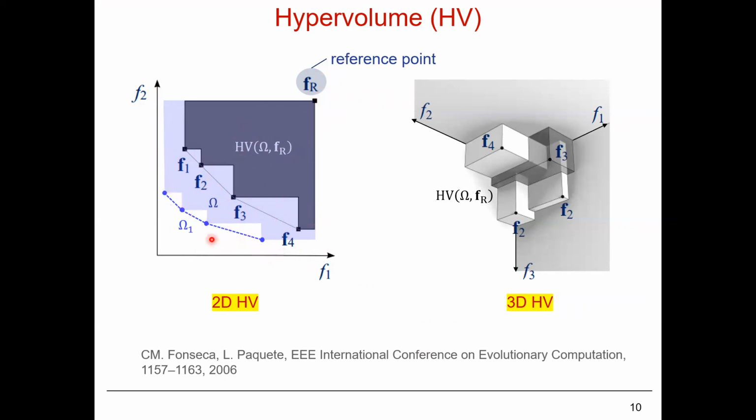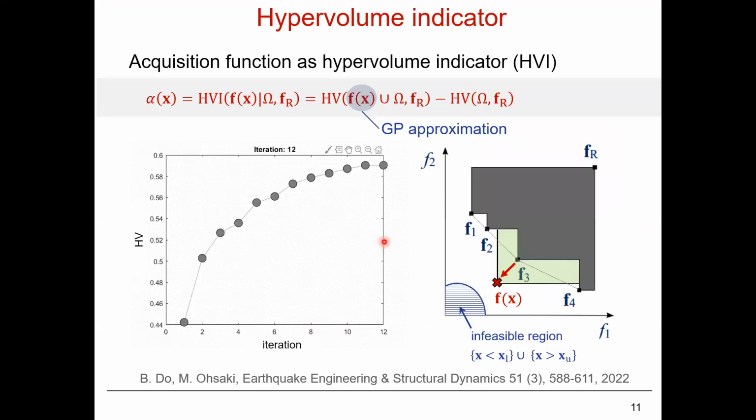Now suppose we have another set of candidate solutions, omega 1, and the corresponding hypervolume measure of omega 1. Obviously, we can see the hypervolume measure of omega 1 is larger than that of omega, so omega 1 is better than omega. We can extend this idea to a 3D case or higher dimensional cases. So we want to find new candidate solutions that improve our hypervolume measure as much as possible.